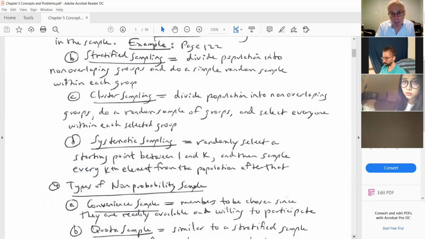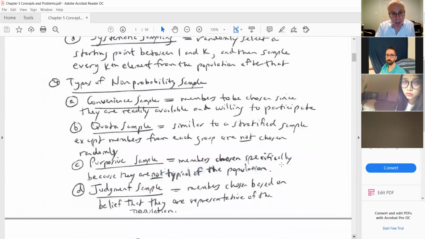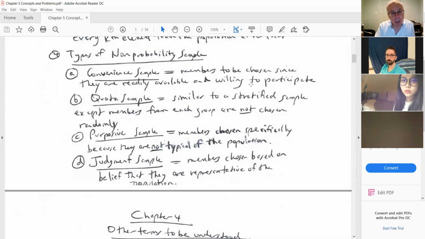And then there are, of course, the non-probability samples that are not based off of any probability system. Convenience sampling, of course, means that whatever's available to us to sample, we take that. Quota sample looks like a stratified sample, because we have our groups, but we don't do a simple random sample within each of the groups. Right? That's called a quota sample.